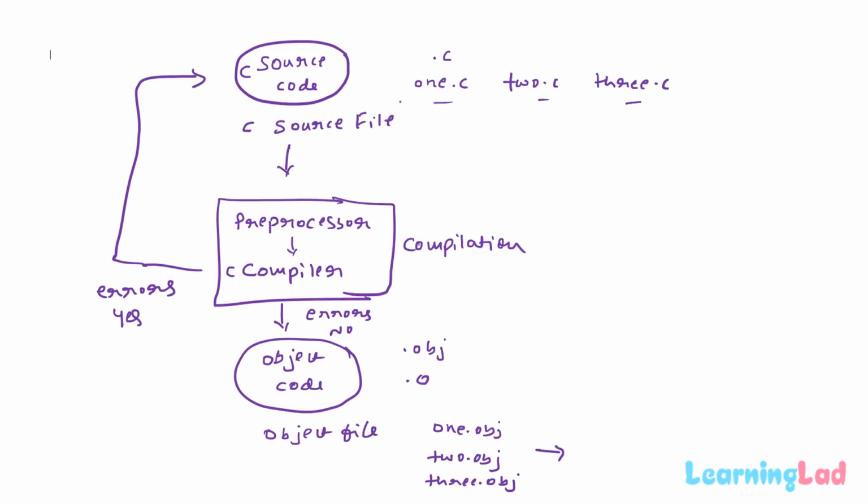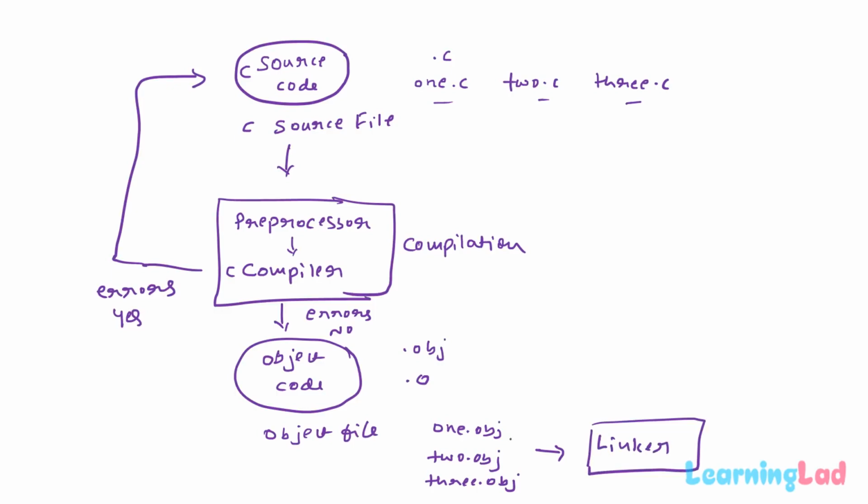Now we have the object files containing the machine code for our project. The next thing that we have to do is link all these files together and generate an executable. And for that purpose, a program is used, and it is called the linker.